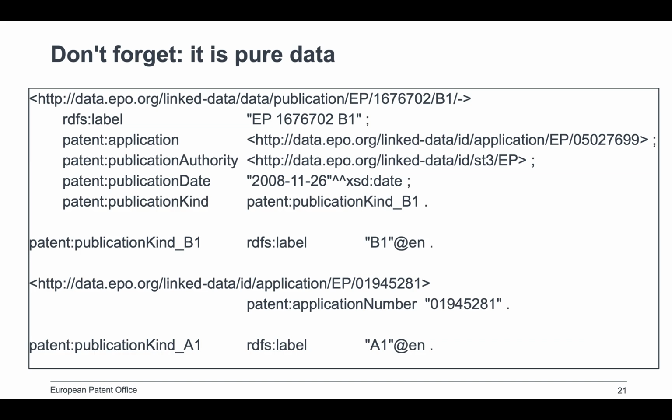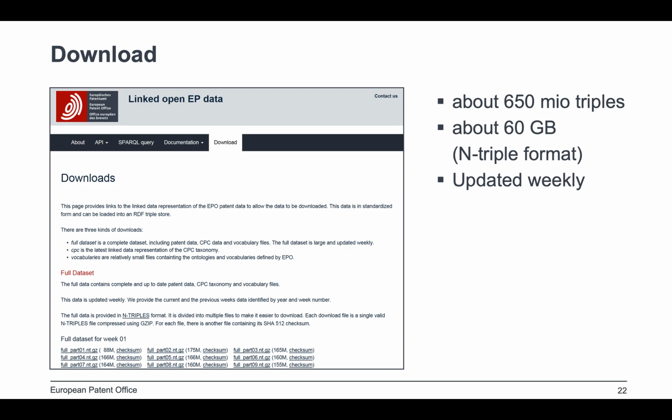And to get the data, there's a download page where you can download all the 650 million triples. It's about 60 gigabytes of data. We update it weekly, but nevertheless, you can download it, and then the changes are minimal because it's only 1 week which is added in addition.